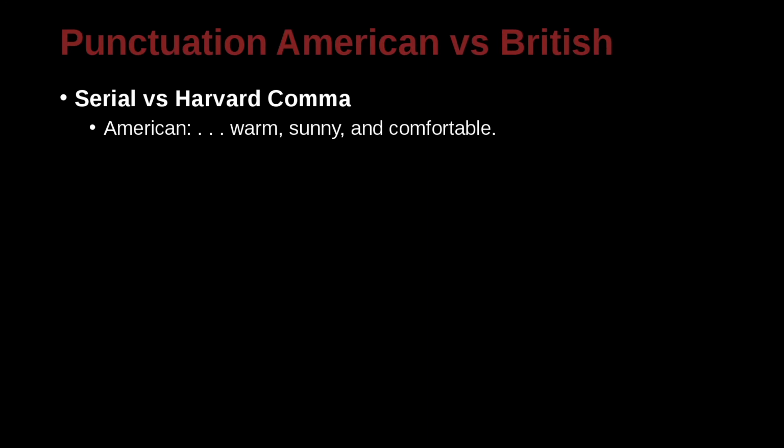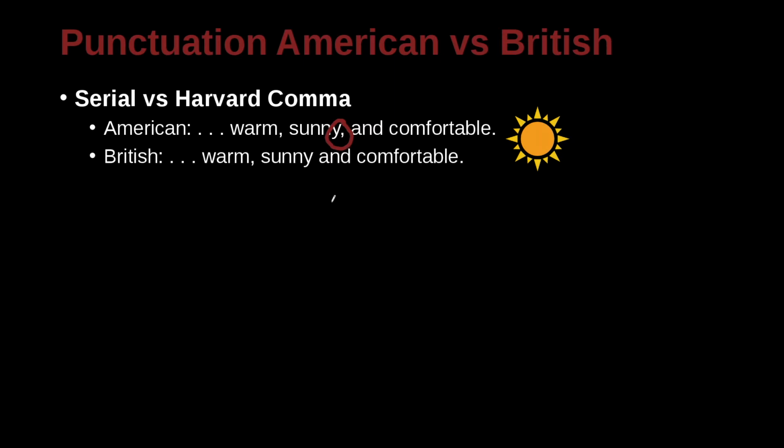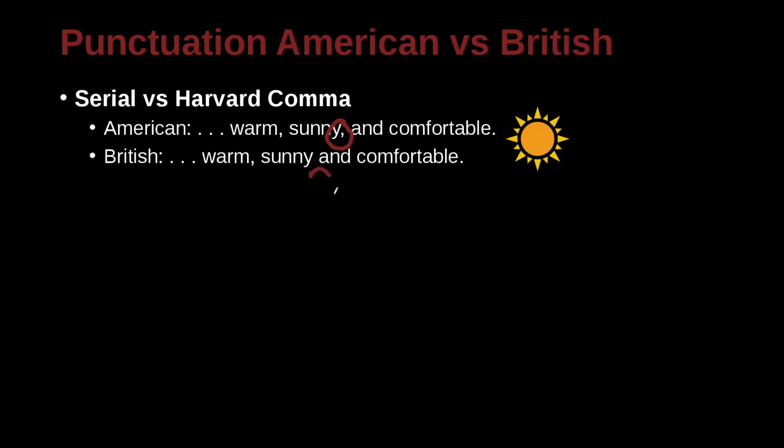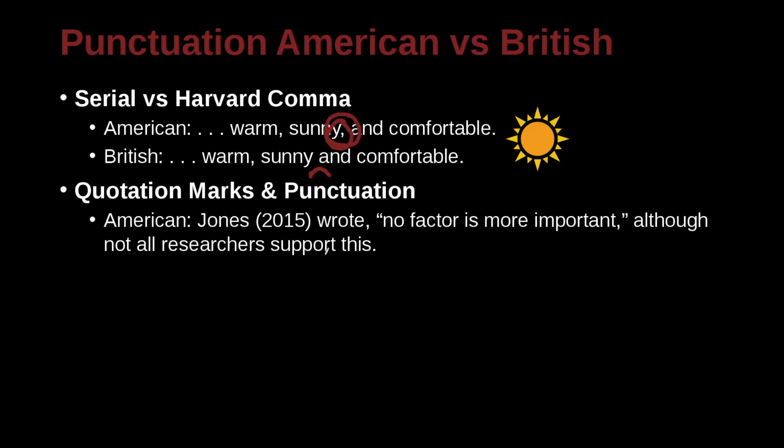So here we can see the American way, which is we have a list, for example, warm, sunny, and comfortable. And if we have warm, sunny, and comfortable, you can see that we have the comma before the and. Right here, this one here. In the British style, we often just skip that. You can see there's no comma there in the last serial part. So in this class, we're going to emphasize the American approach, so we're going to always have that comma there, right?